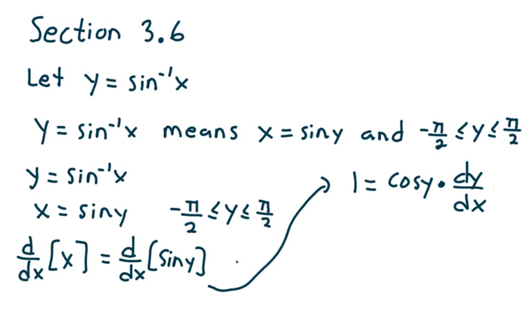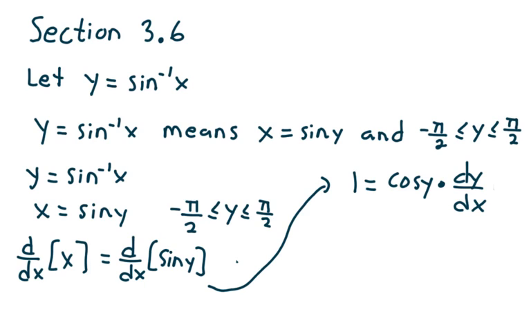So y equals arc sine x means x equals sine of y, and y is greater than or equal to negative pi over 2 and less than or equal to pi over 2. y equals arc sine x, that's where we're starting. So x equals sine of y, where y is greater than or equal to negative pi over 2 and less than or equal to pi over 2.